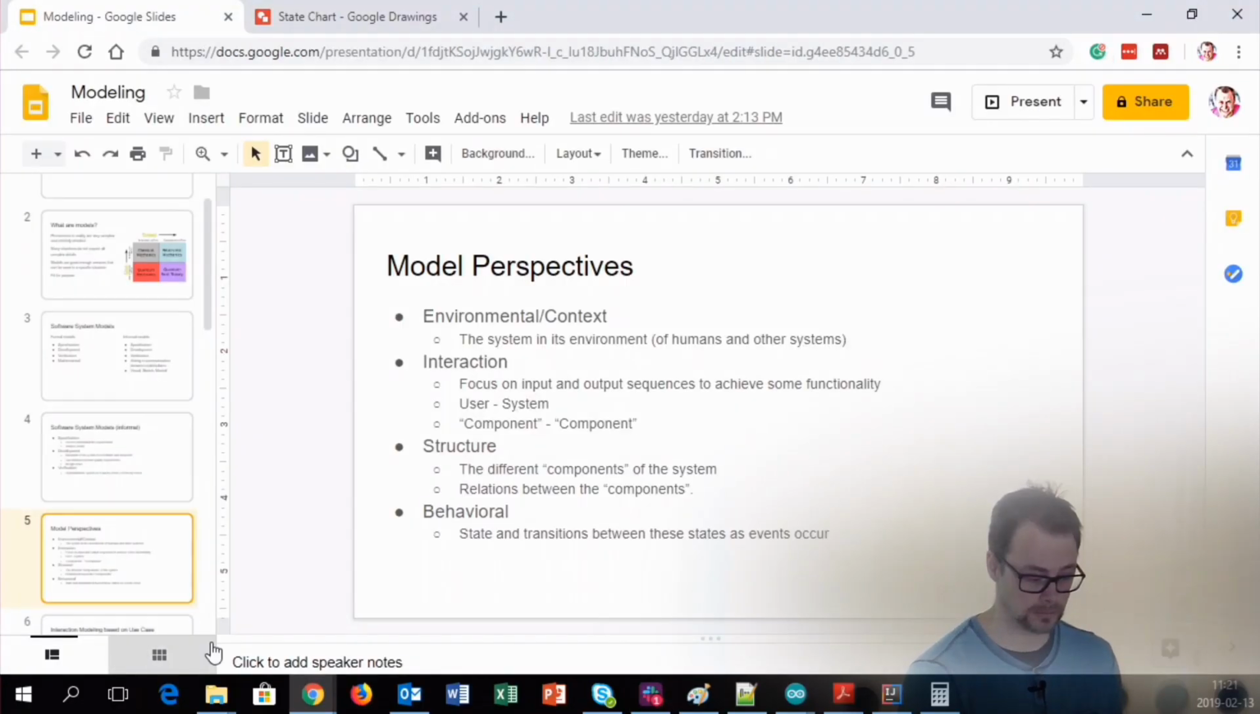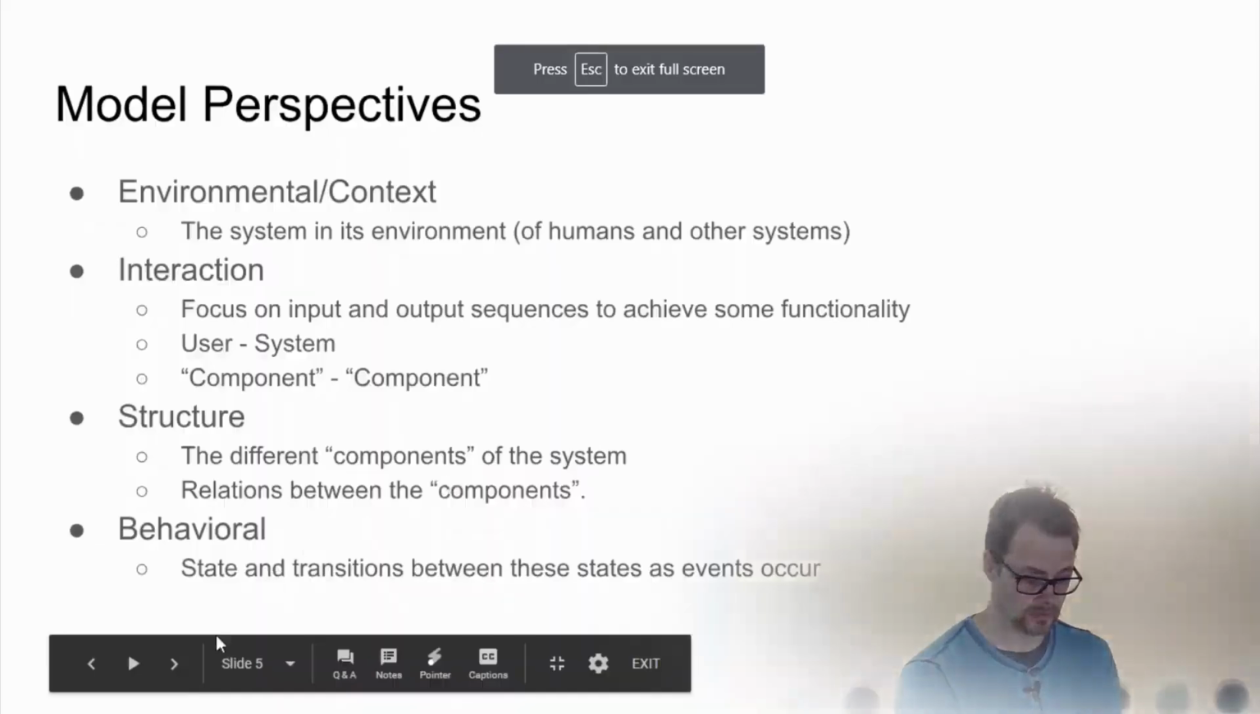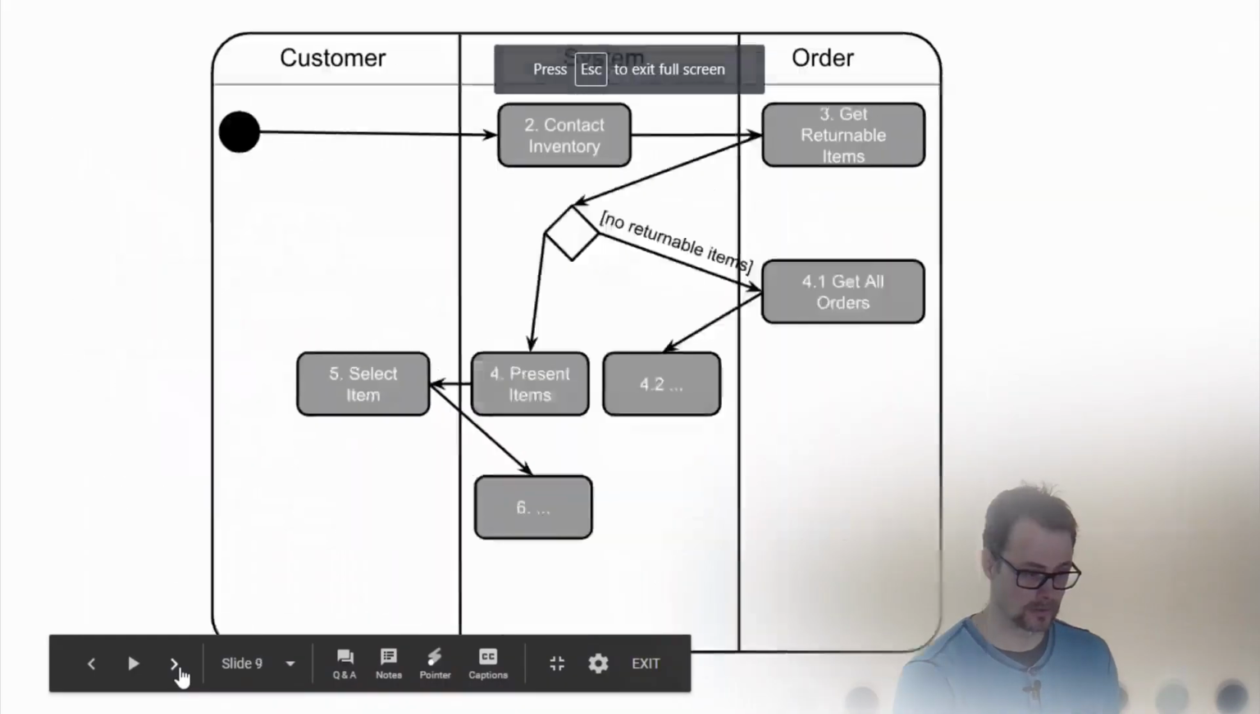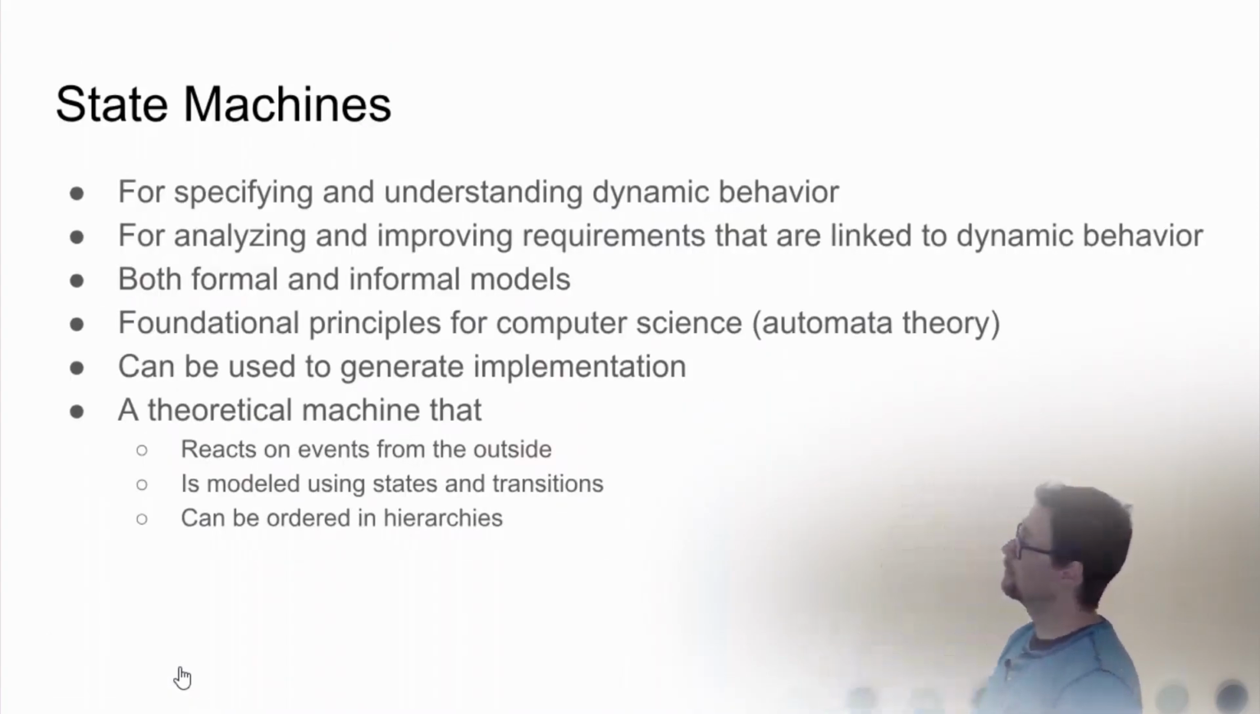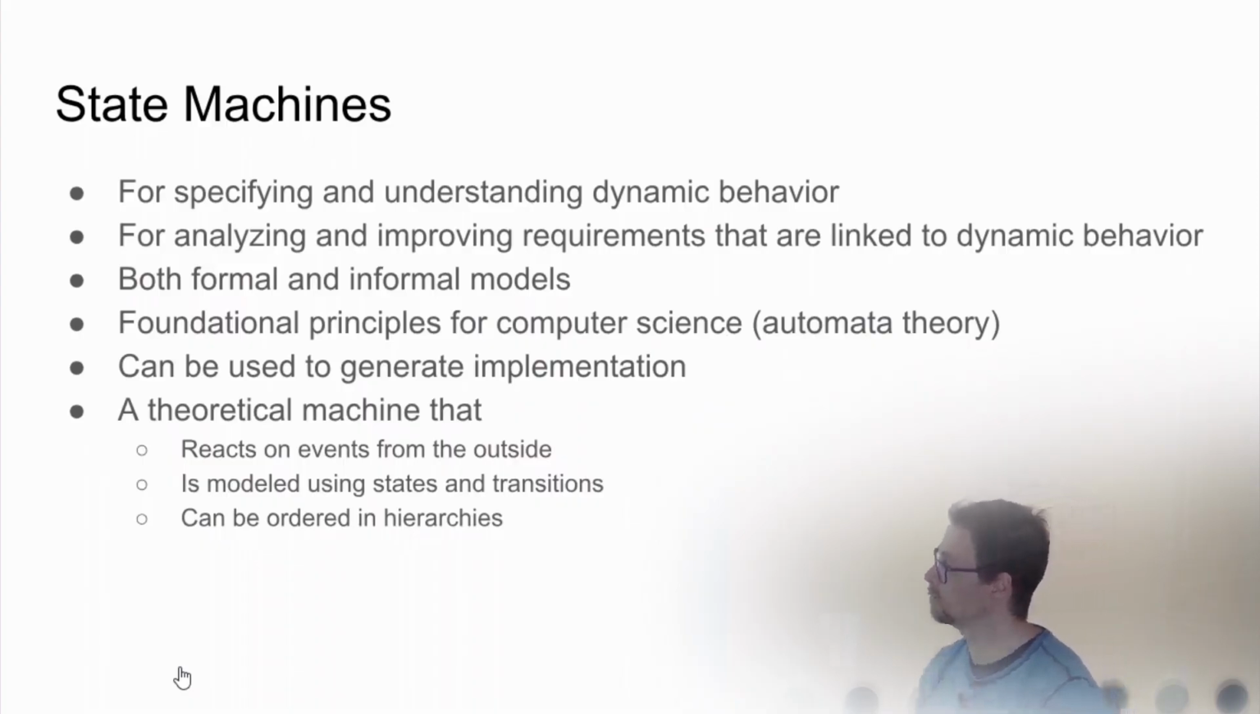So, state machines. We can use them to specify and understand dynamic behavior. Maybe we can find better ways of doing things by looking at our state machine. We have an opportunity to improve, or maybe we can realize, well, what happens if this happens? We have forgotten something in our requirements.